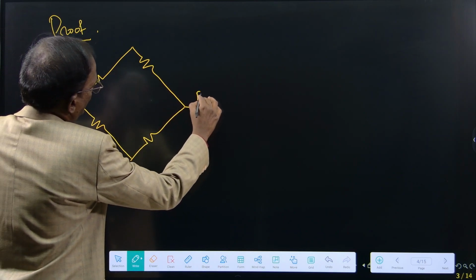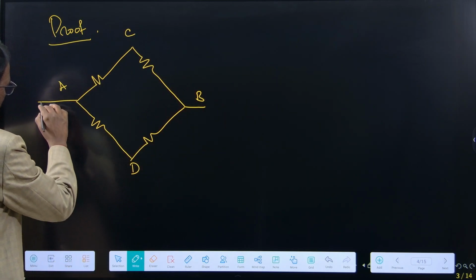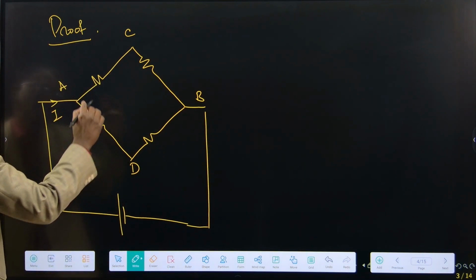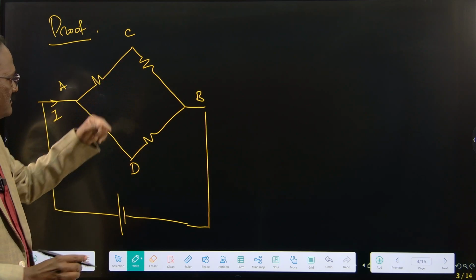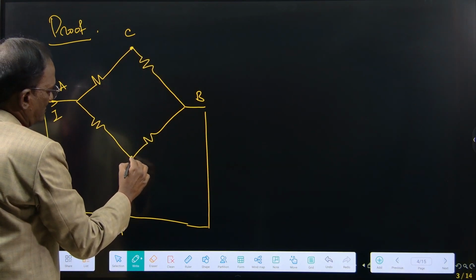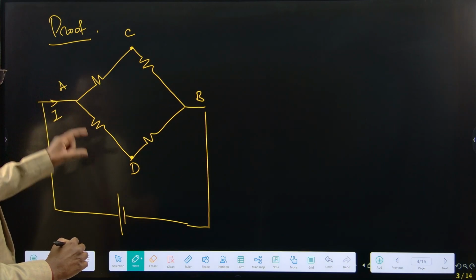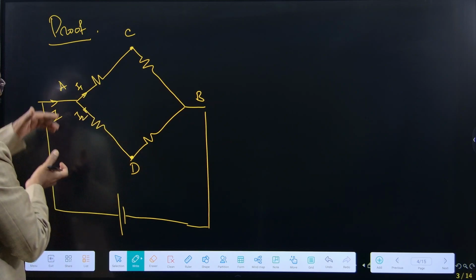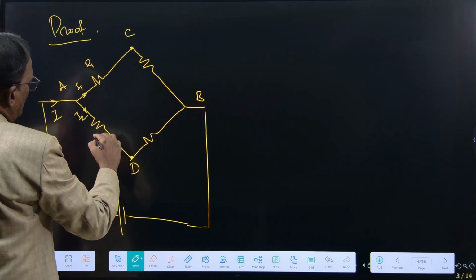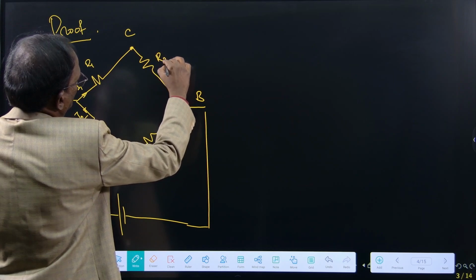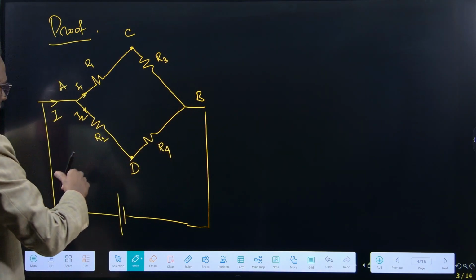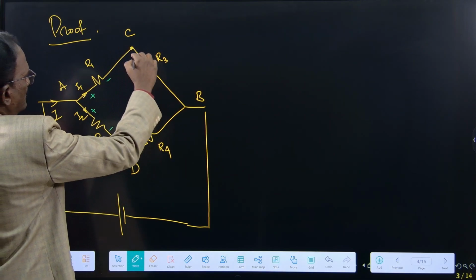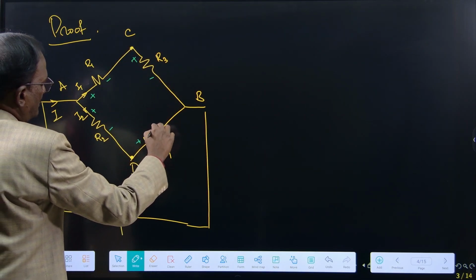A, B, C, D. Let me connect a battery here. It will send one current. I have not connected the galvanometer. Time being, let us not connect a galvanometer, right? So this current will divide as I1 and I2, two branches. Say this is R1 and R2, R3 and R4. The current enters here and leaves here. This current enters here, leaves here.